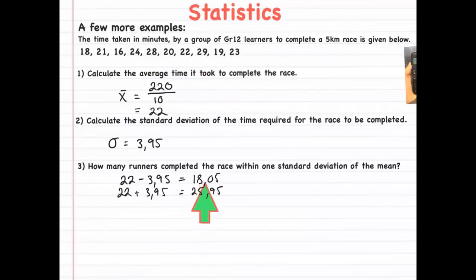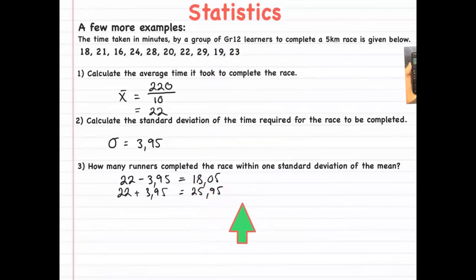And now we want to see how many of these values fall within that range. So we're looking at values greater than 18,05 and values smaller than 25,95. Okay, so basically bigger than 18, that's 21, that is 1. 16 is smaller. 24 is in that range, so that's 2. 28 is bigger than that range. 20 falls within that range, that's 3. 22 falls within that range, that is 4. 29 is on the outside. 19 falls within that range, that's 5. And 23 falls in that range, that is 6.